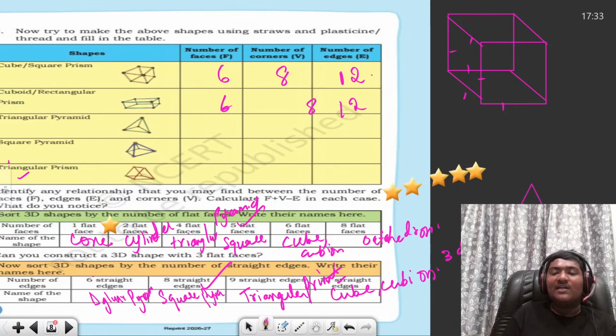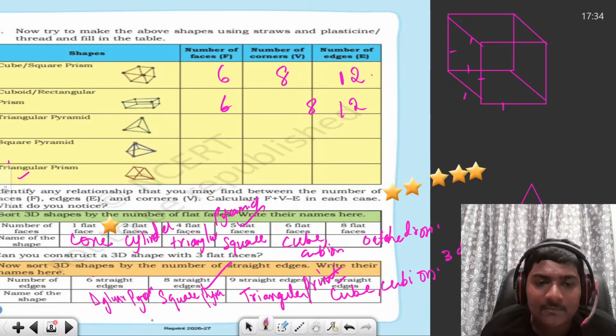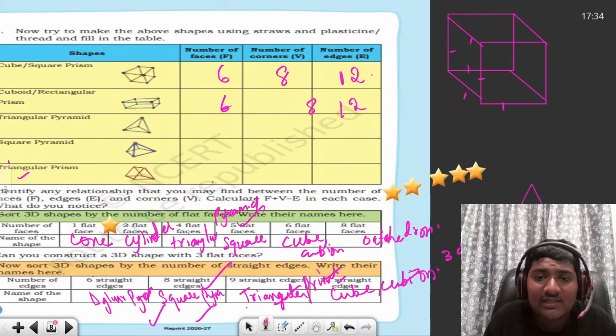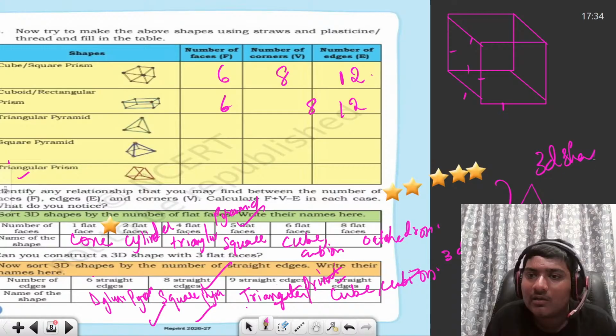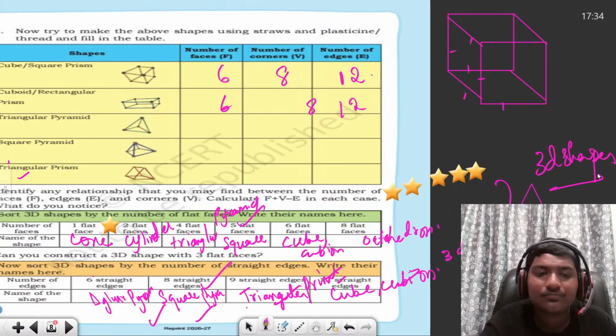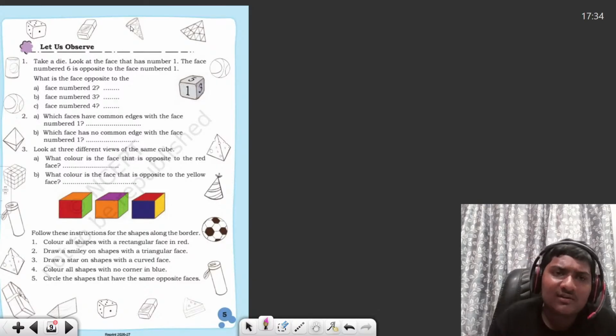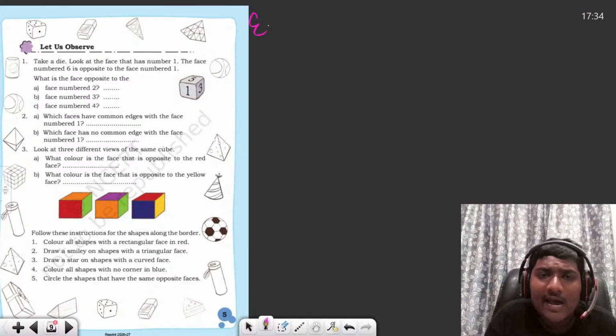So these are 3D shapes. Children, what are 3D shapes? Triangular prism, square prism, triangular pyramid, cube and cuboid. All these are 3D shapes. Moving ahead to the next one. Let us observe the exercise explanation.